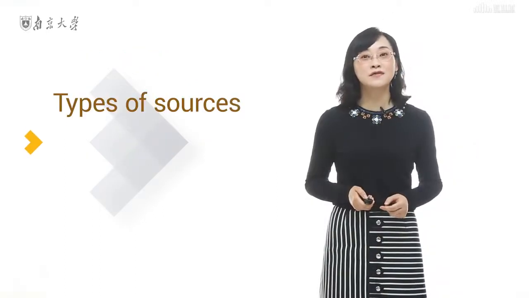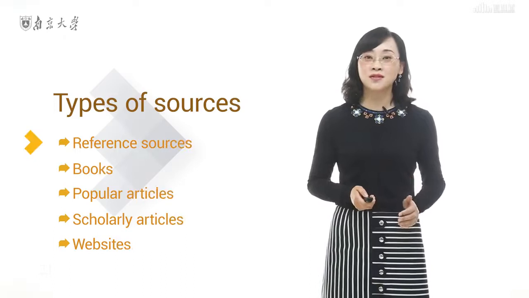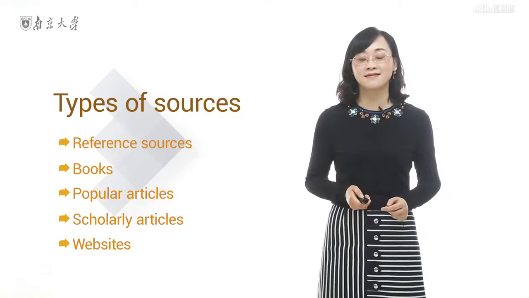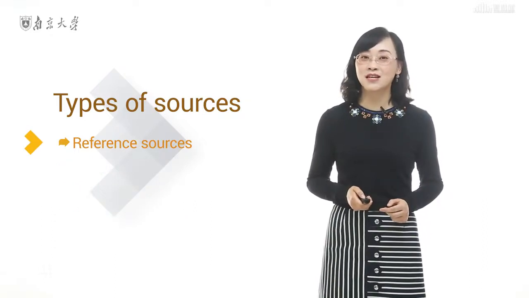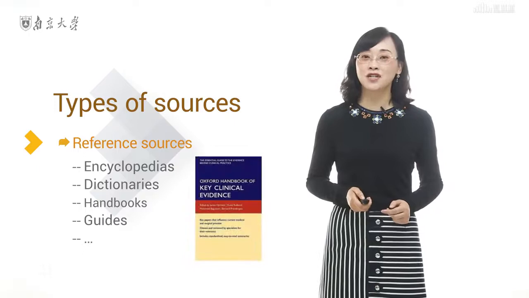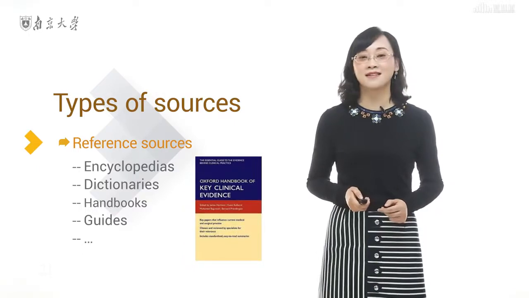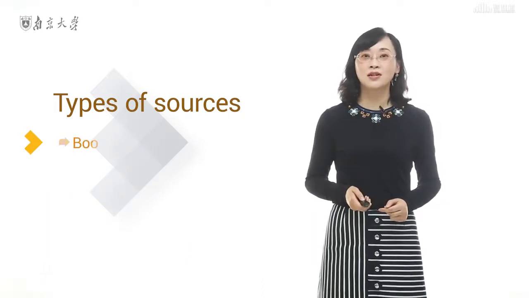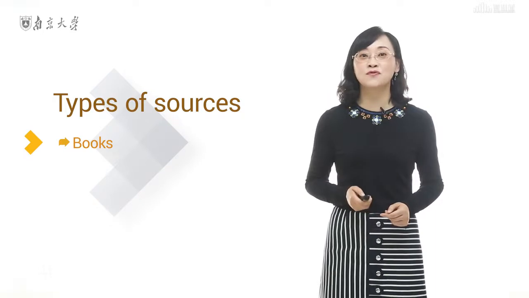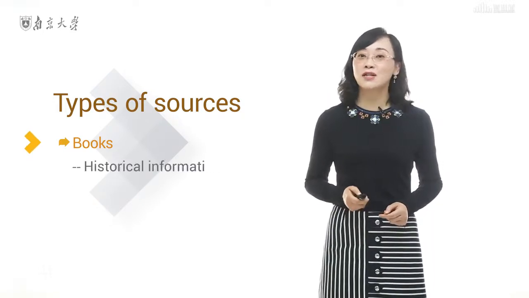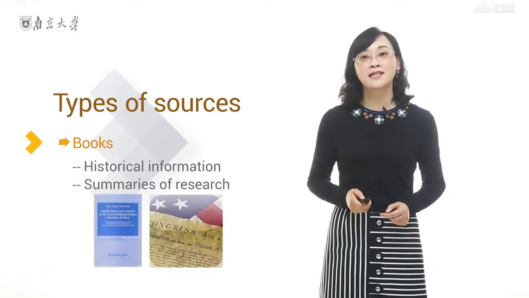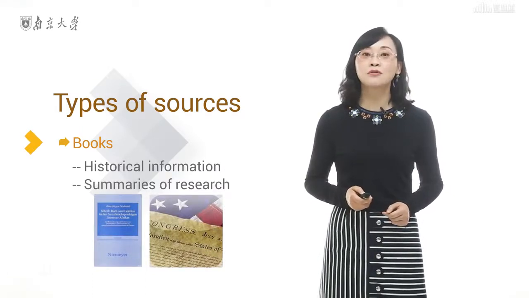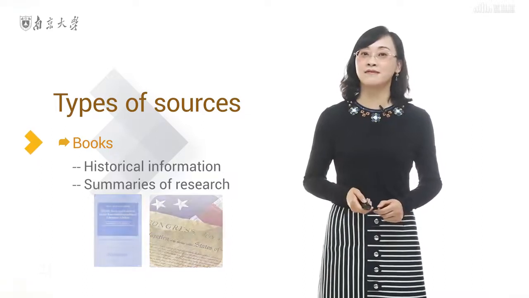Let's first learn different types of sources: reference sources, books, popular articles, scholarly articles, and websites. 1. Reference sources include encyclopedias, dictionaries, handbooks, and guides. They usually provide general background information. 2. Books are excellent sources for in-depth information, including historical information and summaries of research to support an argument, but usually do not provide the most up-to-date information.